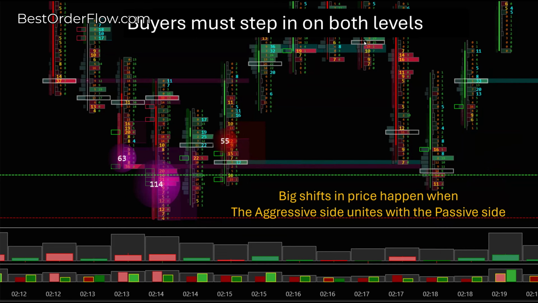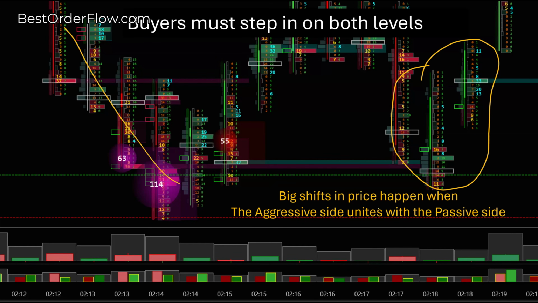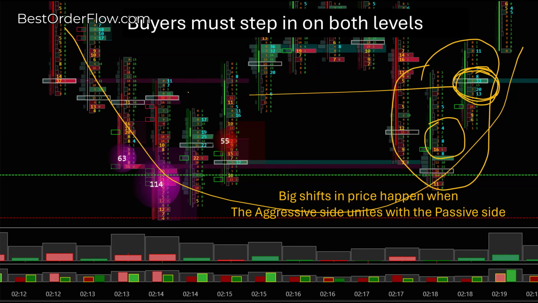Okay. Now, buyers must step in on both levels. What I'm saying on this illustration is that a big shift happens when the price is united on both sides, aggressive and passive delta. When we're looking for a reversal or a pullback, it needs to be persistent, consistent, and really prove that it's there. It's not just one single attempt by two or three people, but the stronger force, the force that outpowers the opposite side. We're not only looking for the first initial ignition, because that was not enough, obviously, and the price went back. And now this is something that I can consider.